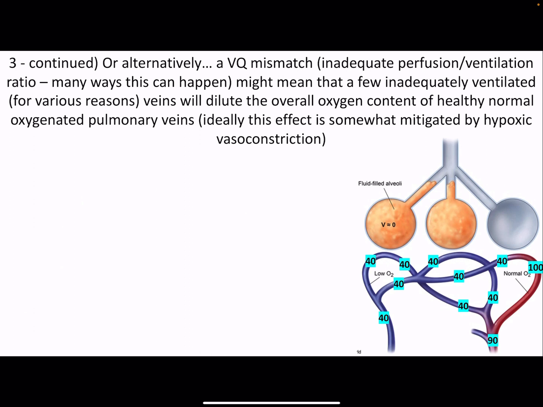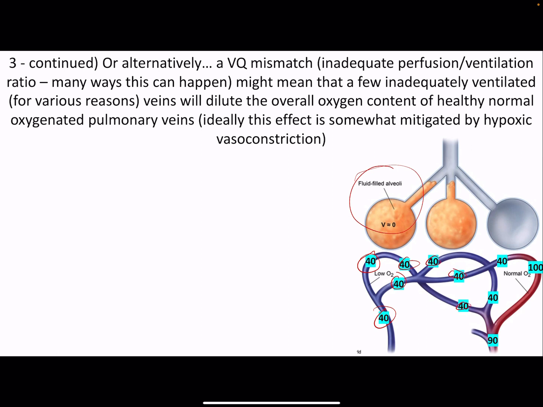Alternatively, a VQ mismatch. We don't have perfect ventilation perfusion ratios all of the time. Sometimes I might have some alveoli that are just stinkers. They have pulmonary edema, there's pneumonia, who knows what's going on? Maybe there's fibrosis, the perfusion stinks. Maybe I have a shunt. Maybe I have a little bit of a PFO. There could be tons of reasons that some of these pulmonary arteries just don't ever pick up any oxygen. So they were 40 and they stay 40, stay 40, stay 40.